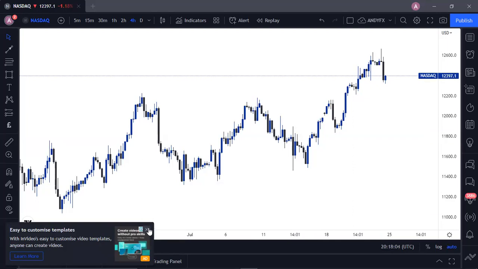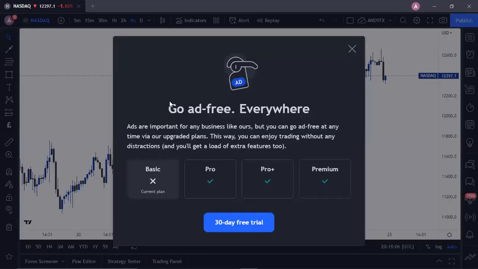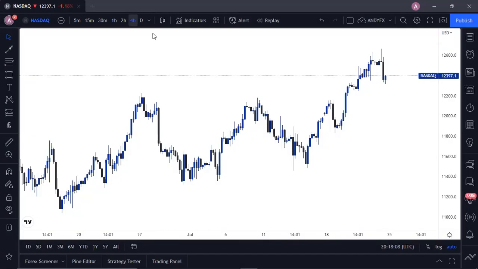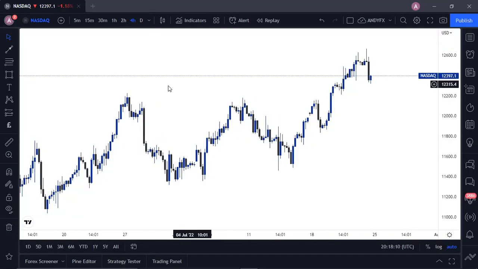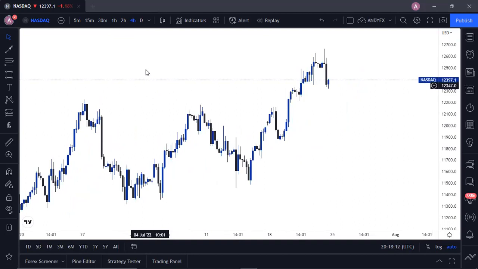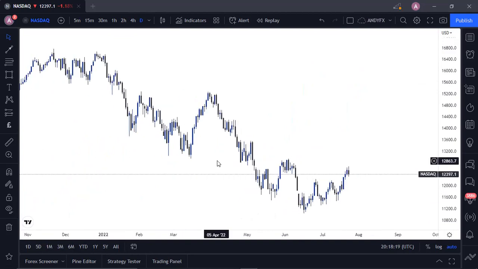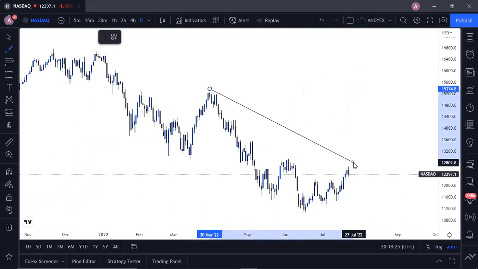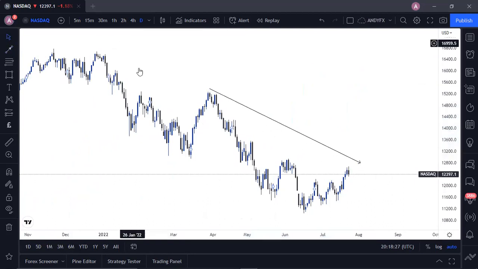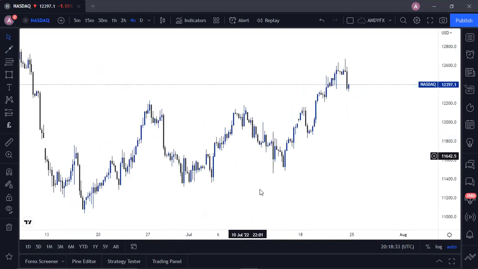Today I'll be looking at Nasdaq for the upcoming week. So I'm on my H4 time frame. If you go to the daily chart, as you can see, Nasdaq is in a downtrend. It's going down. So let's look at the upcoming week, what we have, what is going to be happening.